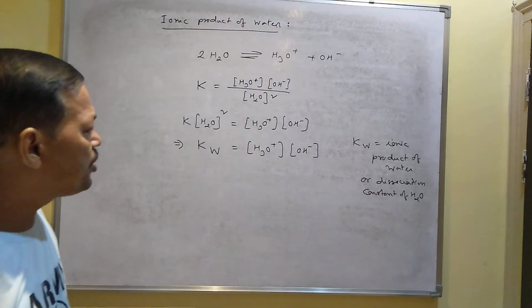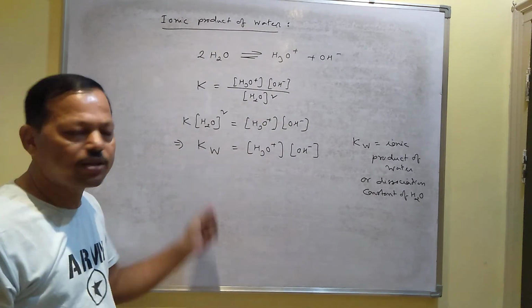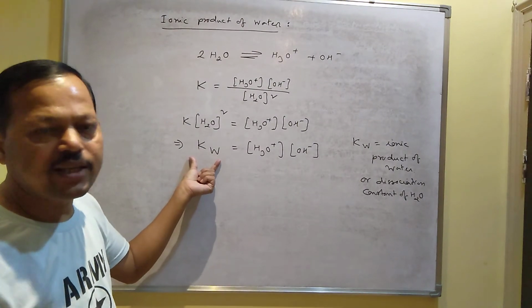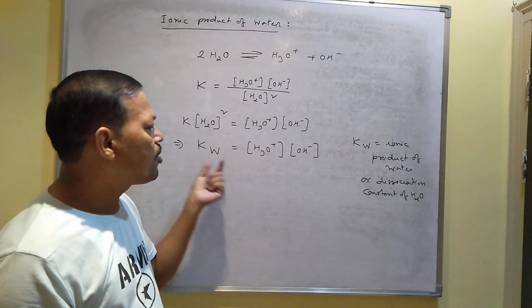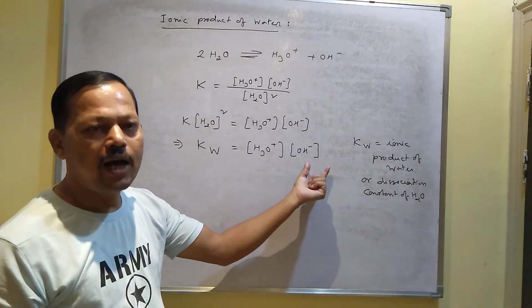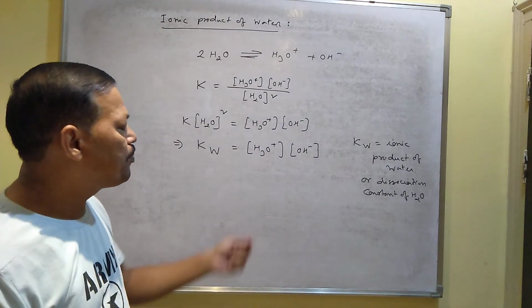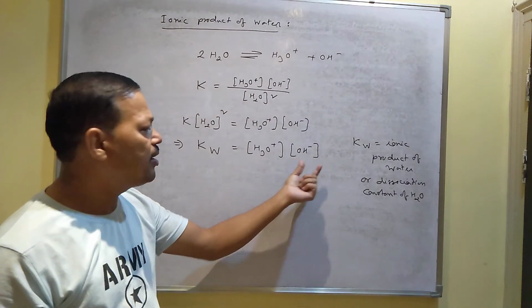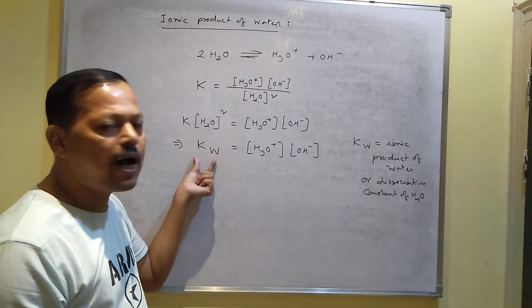So if you want to define the ionic product of water, how do you define it? The ionic product of water is defined as the multiplication of the concentration of hydronium ion and hydroxide ion. When you multiply the concentration of H3O plus ion and the concentration of OH minus ion, that multiplication gives the ionic product of water.